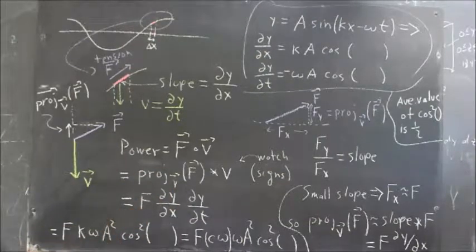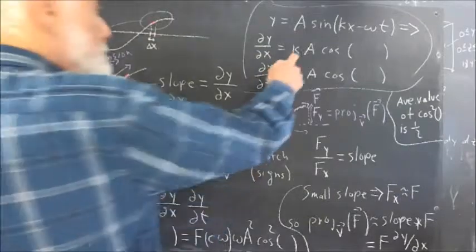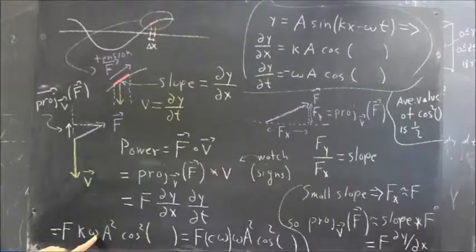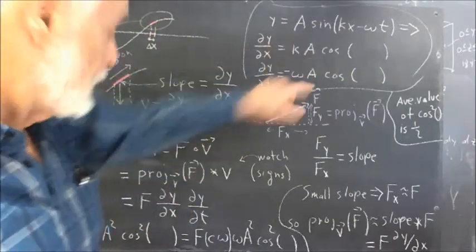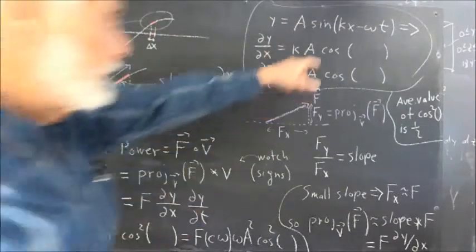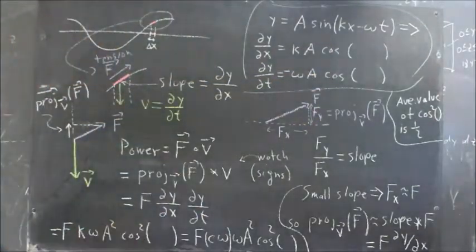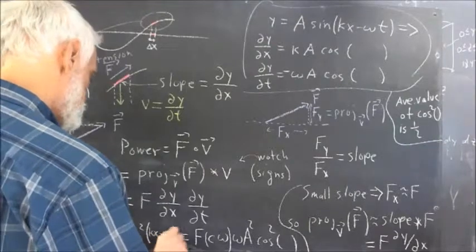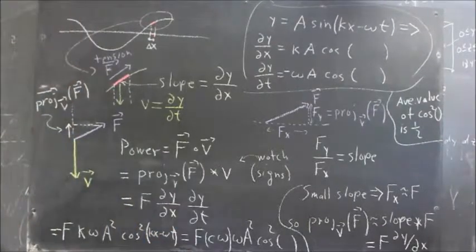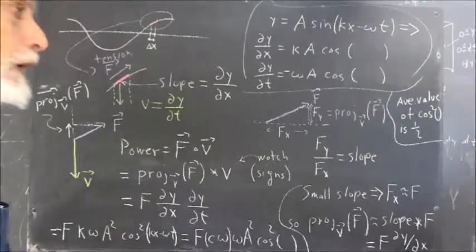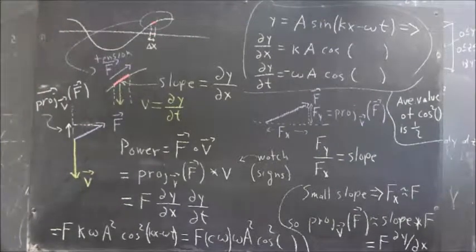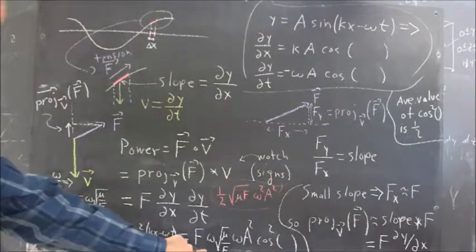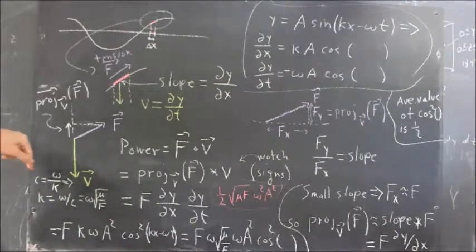Well, we get the F. We get a k from here. We get an omega from here, and it's going to be a negative omega. And we're going to get an a from each of these, so we're going to have an a squared, and we're going to have a cosine from each of these. So we're going to have a cosine squared of kx minus omega t. And then, let me pause and write this down. Okay, I've written some stuff out. I also made a correction down here. I wrote something ignorant.